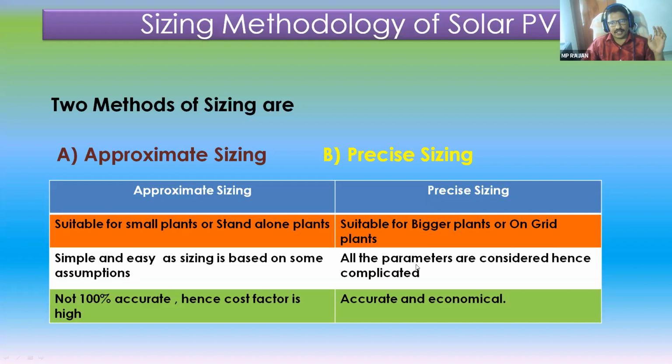But in an on-grid system or bigger size, we have to consider temperature, because when the temperature increases, your solar output will decrease. If your angle is changed, the output will vary. So as per the latitude, you have to change the angle. So like these, many things we have to take into consideration.